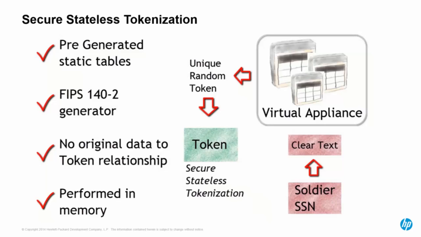So let's look at this in a little more detail. We kind of ran through that pretty quick, but let's go ahead and look at this in detail. So a soldier has a social security number that's generated and used through some sort of application and may be transferred via clear text. There's lots of scenarios here. I'm just describing one of many. And it goes to this virtual appliance that provides secure stateless tokenization. It has a table, basically creates a random token automatically on the fly in memory and produces in green there a token.